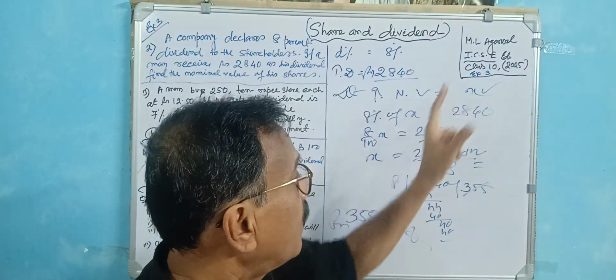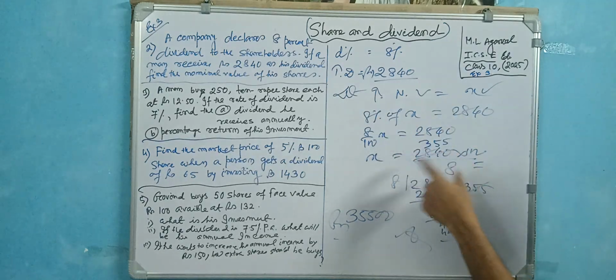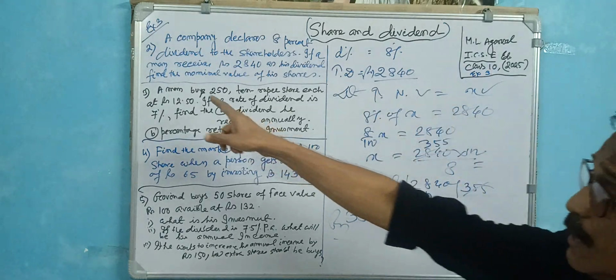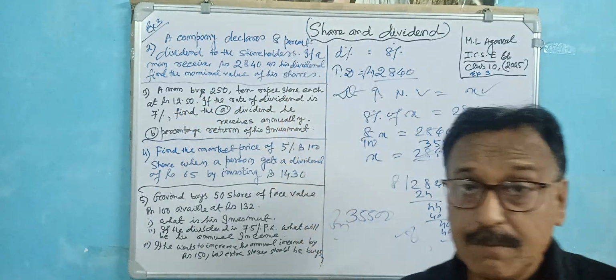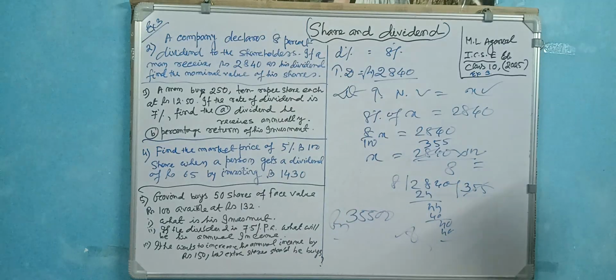Let the total nominal value be X. So 8% of X, that is 8 by 100 into X, equals this. So X is this. Actually, find the nominal value. That means not the nominal value per share. What is the total nominal value? That is the question.